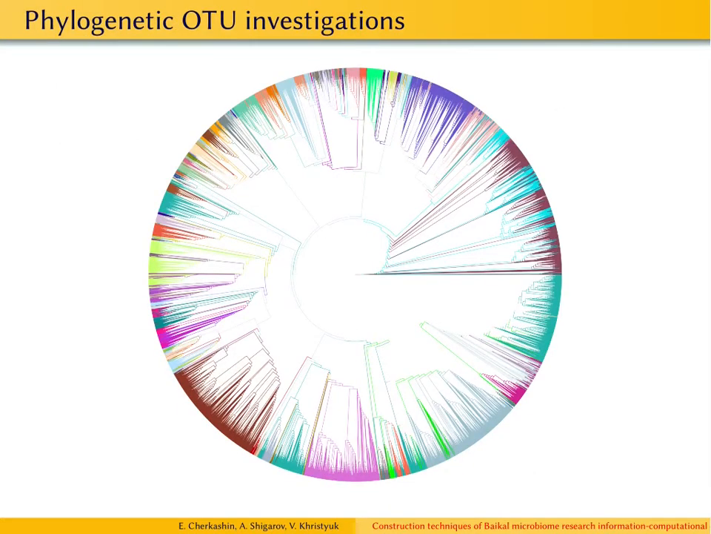Here we have an example of phylogenetic analysis where each point on the circle corresponds to one operational taxonomic unit.